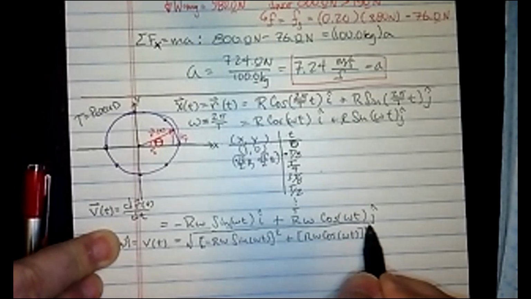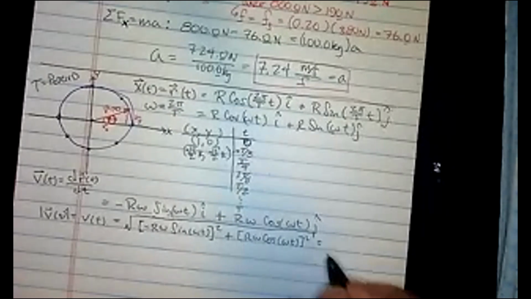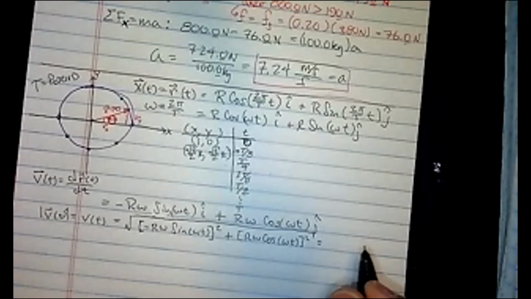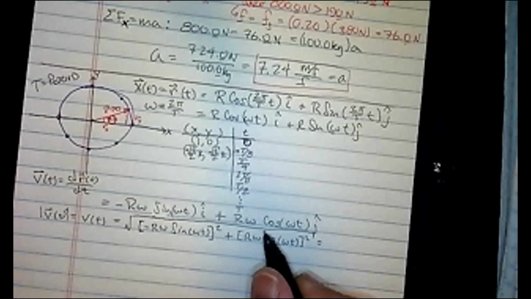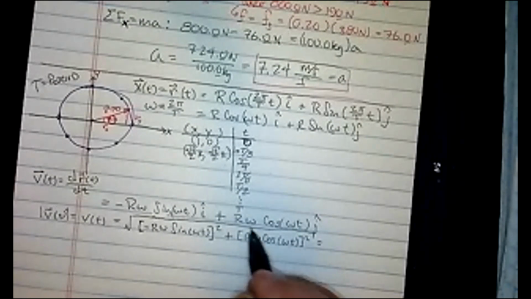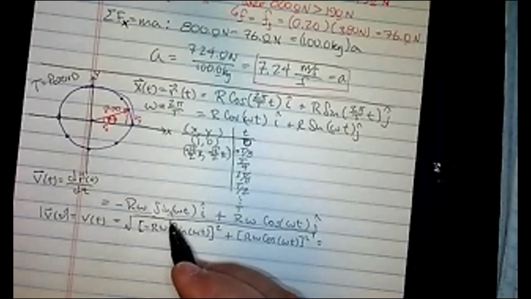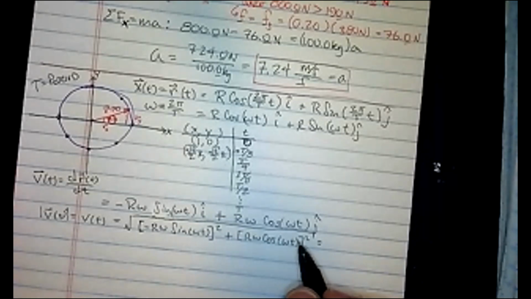Anybody want to take a guess what that turns out to be? Probably going to use your identity of sine squared. Yeah, the sine squared plus cosine squared is going to be 1. And since you have a common factor of r squared omega squared, you can factor that out in front. And then it'd be r squared omega squared under the square root times parentheses sine squared plus cosine squared. And what is sine squared plus cosine squared?